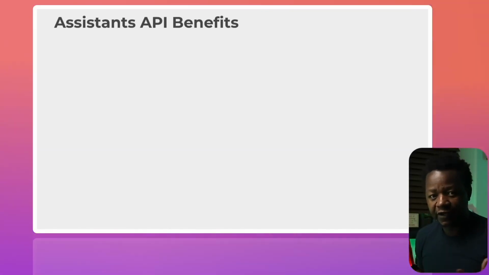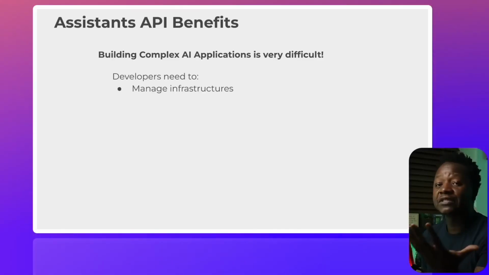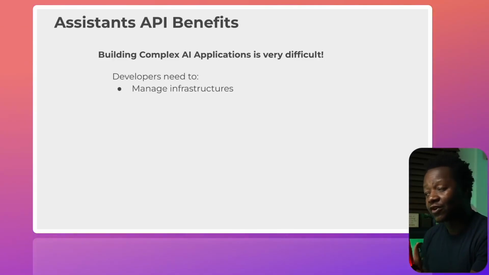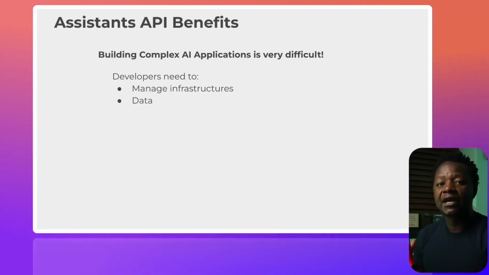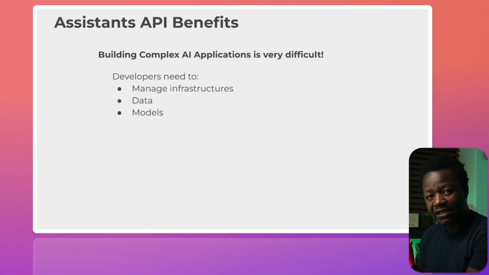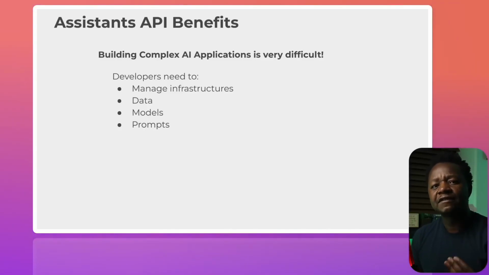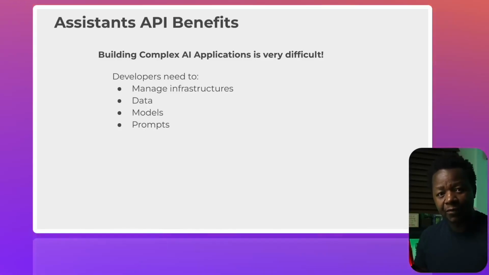Now, the thing to understand is that building applications in general, let alone building AI-based applications, is a very hard task for developers because it's very complex. There are usually a lot of moving parts that a developer needs to focus on. Developers need to manage certain infrastructures. They need to keep in mind how the data is being used, which models are needed to power their applications. They have to learn how to craft the best prompts possible in order to communicate with these large language models.